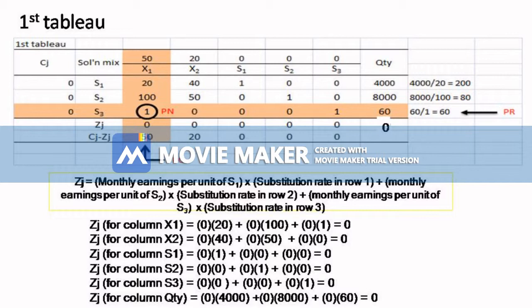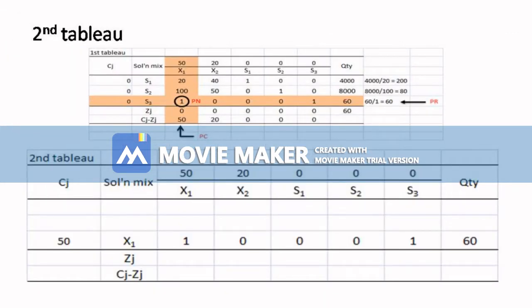So in the second tableau, we first have to decide which of the variables will enter the solution next. So we have to select the one with the largest positive Cj minus Zj value. And since in the first tableau, the largest positive Cj minus Zj value is 50, we choose x1 to enter the solution mix with a Cj of 50. And we now have to compute the new values for the pivot row.